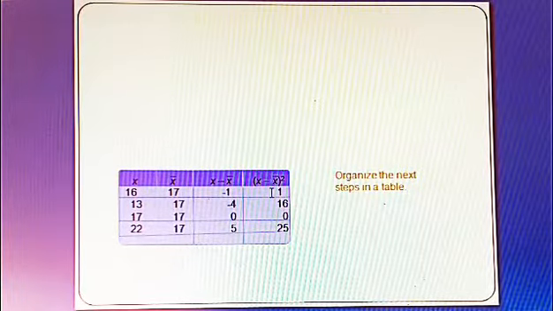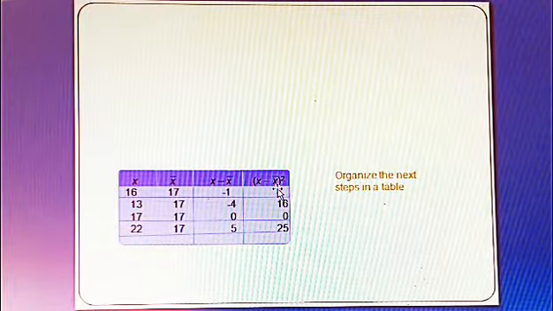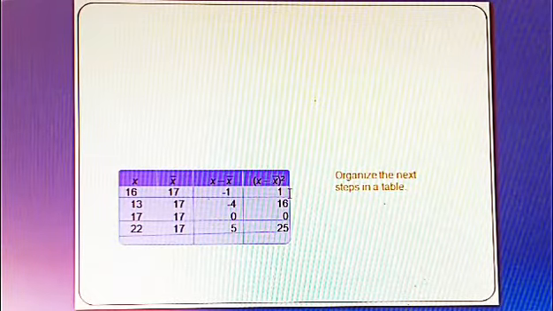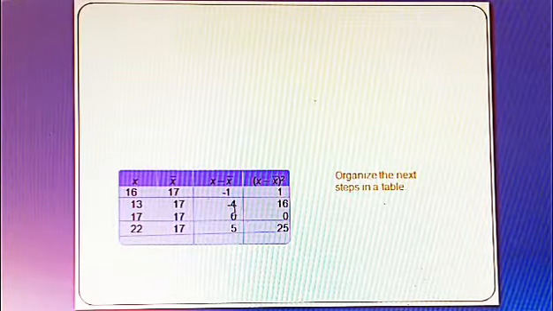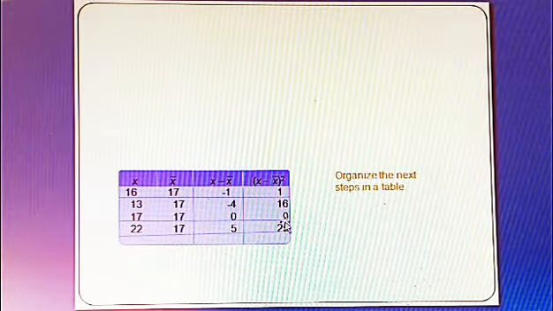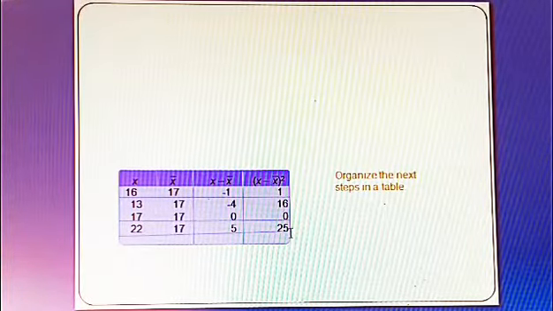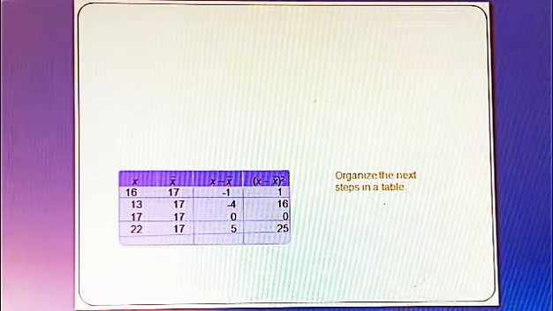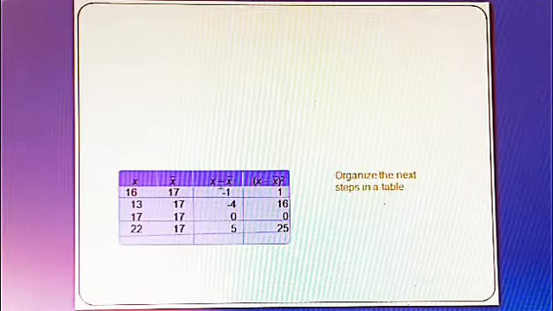Next, x minus x bar the whole square, which means you have to square this column. Minus 1 the whole square will give you positive 1, students. Okay, because if the power is 2, negative will be converted to positive. So minus 1 the whole square is 1, minus 4 the whole square is 16, 0 square is 0, 5 square is 25. Now we have to total this. Please total 1 plus 16 plus 25. You will get 42. So this will be your summation of x minus x bar the whole square.